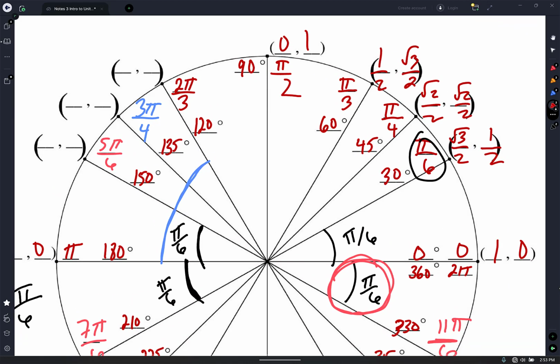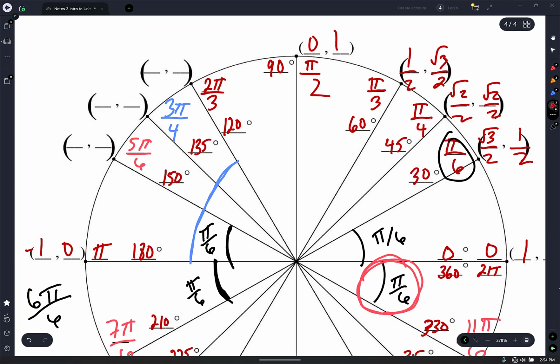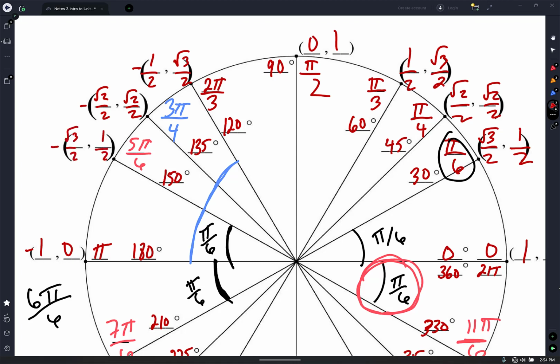In quadrant 2, the x turns negative, the y stays positive. So just reflect it, make the x negative. That means at 120 degrees, or 2 pi over 3, the x is negative 1/2, and the y stays positive, square root of 3 over 2. At 135, negative square root of 2 over 2, square root of 2 over 2. At 5 pi over 6, or 150, negative square root of 3 over 2, 1/2. Yay or nay? In quadrant 3, they're both what?